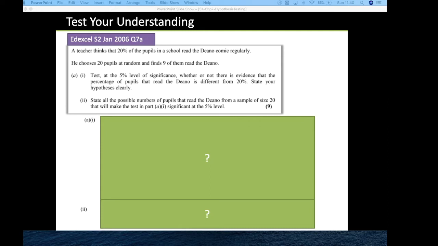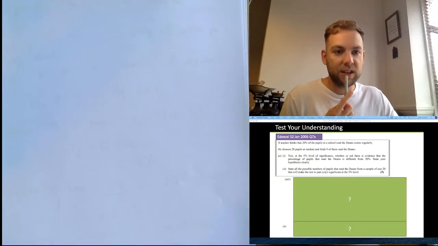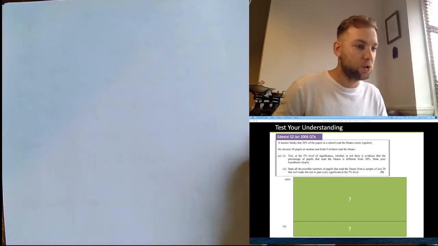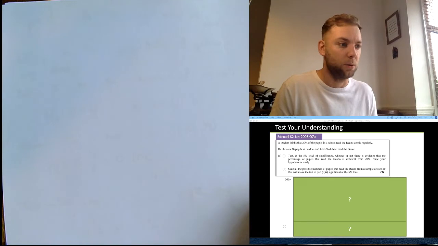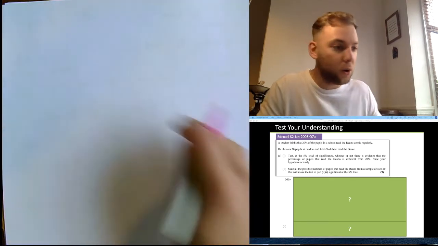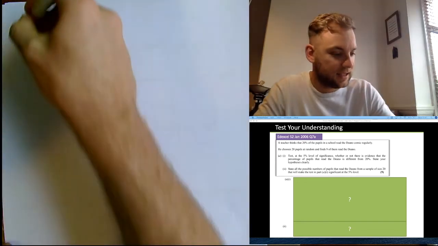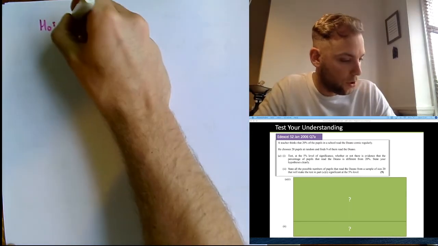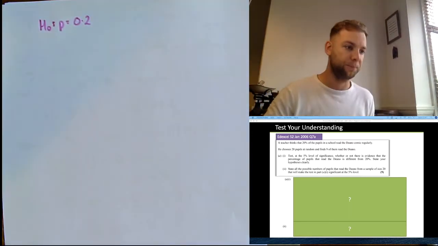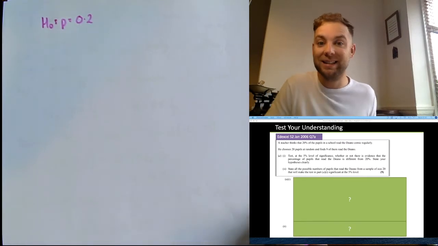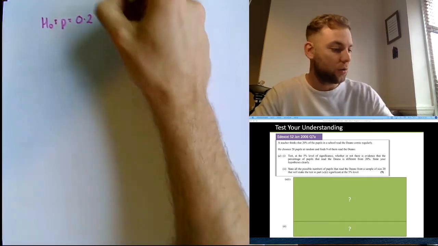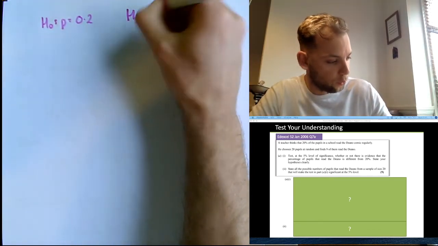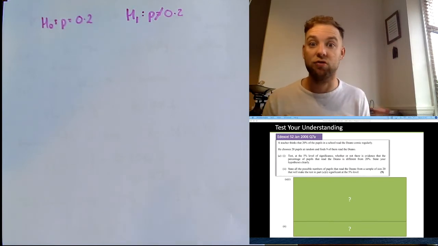So let's have a look at this first part then. The first thing I need to do here is to state my null hypothesis and my alternate hypothesis. We're talking about the fact that pupils read a comic book. So our null hypothesis is what the teacher thinks: that the probability of this is equal to 20%, which in this case is equal to 0.2. She's done a test and she's testing to see whether that is wrong. So our alternate hypothesis is that the probability is not equal to 0.2. We're not saying one way, we're not saying the other way, we're just saying that it's not equal to 0.2.